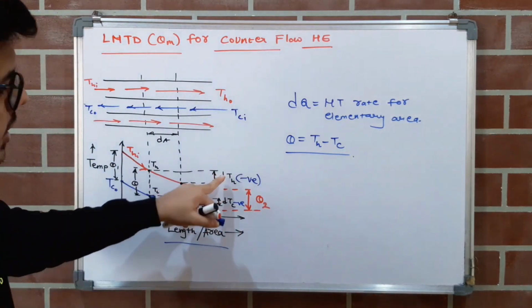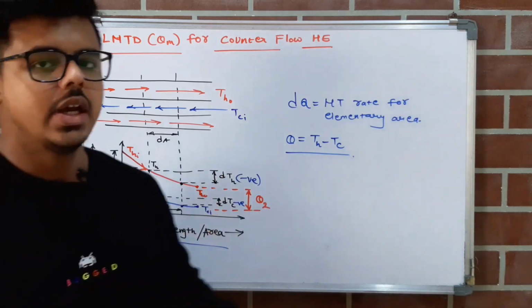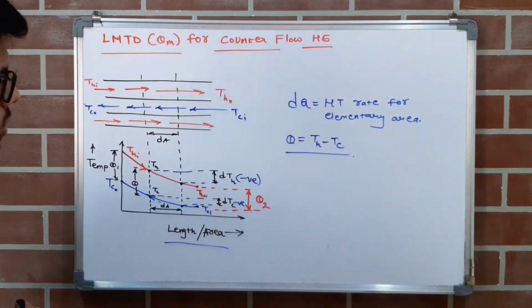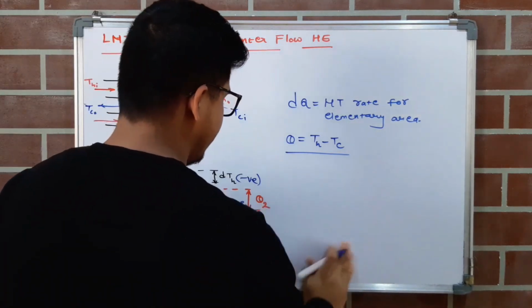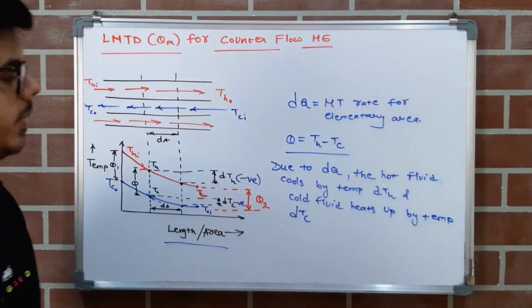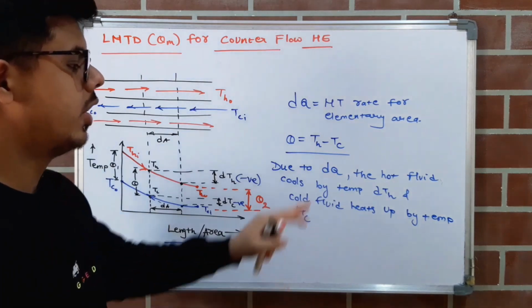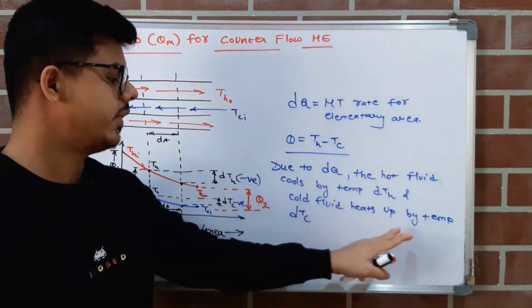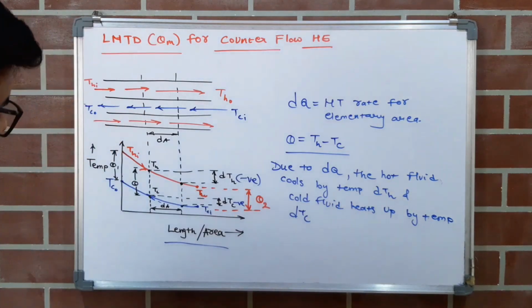Due to this temperature difference, that is dTh and dTc, there will be a heat exchange between the hot and cold fluid, right? So I hope you got the idea. So this is the statement: due to heat transfer rate dQ, the hot fluid cools by temperature dTh and the cold fluid heats up by temperature dTc, right?